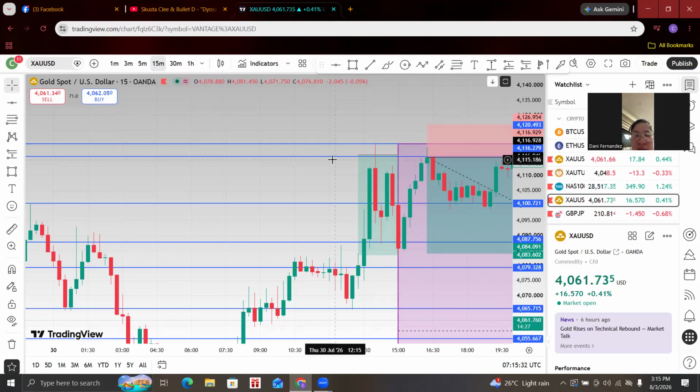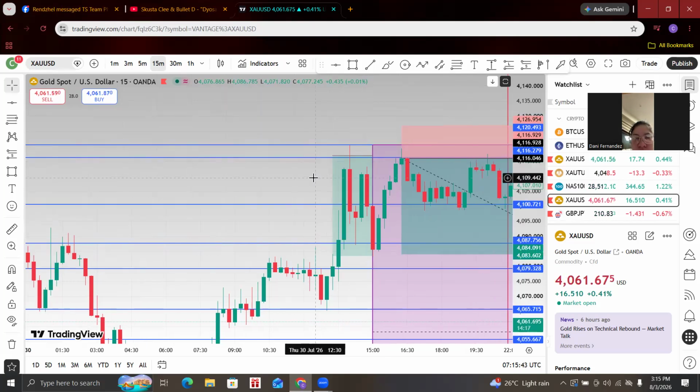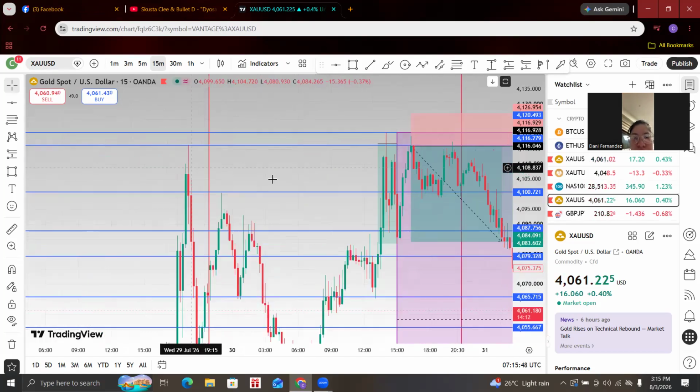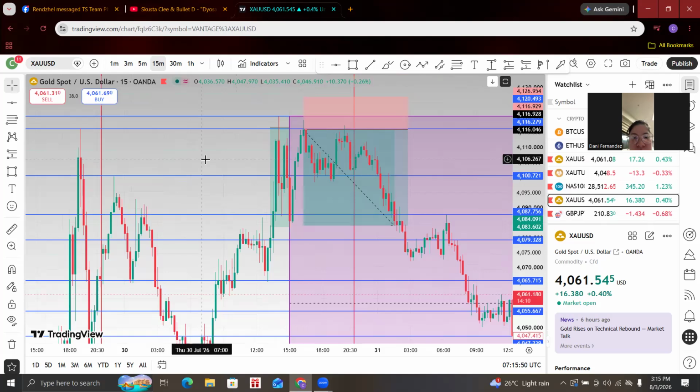Okay? So, nag-break even ka ng 4115. Si market umangat ng 4113. And then, it went down to your full target, which is 1:3. Okay? Okay po. So, ganun siya. Ganun mag-enter ng support and resistance.